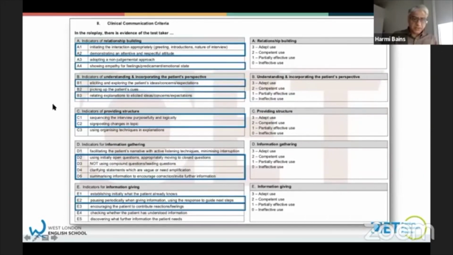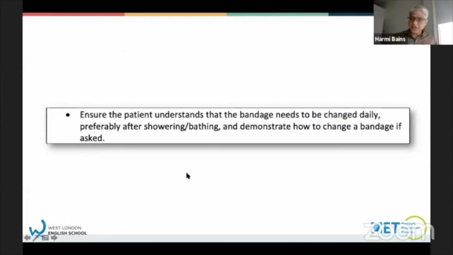You can see we're kind of ticking more boxes as we go along. We talked about that earlier. Yeah, we're just ticking more and more boxes as we go along. This is the final task. It says, ensure the patient understands that the bandage needs to be changed daily, preferably after showering or bathing, and demonstrate how to change a bandage if asked.